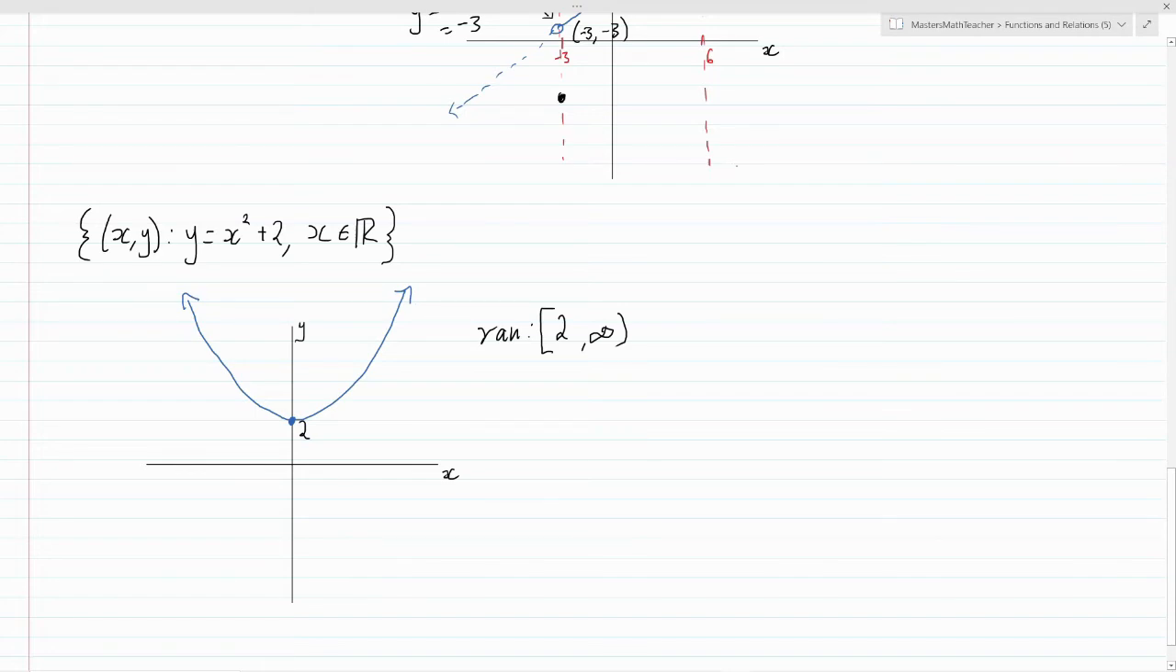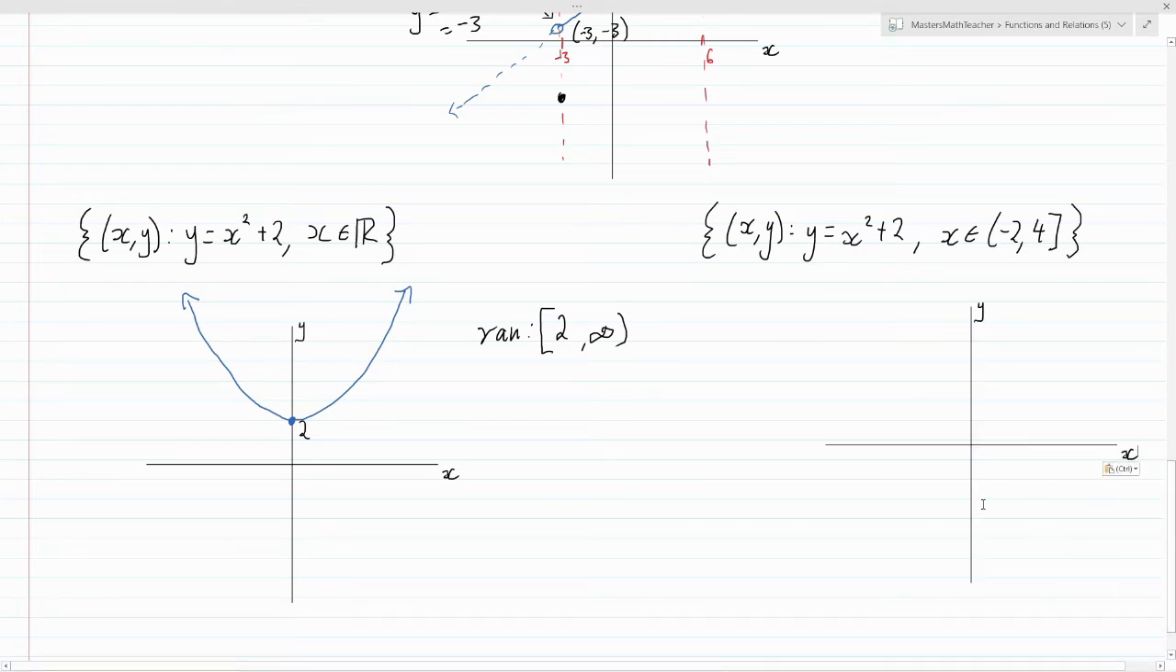So for the final one I want to do, I'm going to do the same graph, but I'm going to restrict it. The set of (x, y) such that y equals x squared plus 2. But this time I'm going to put the restrictions as x is an element of (-2, 4]. Close my set notation. So pop up a Cartesian plane.